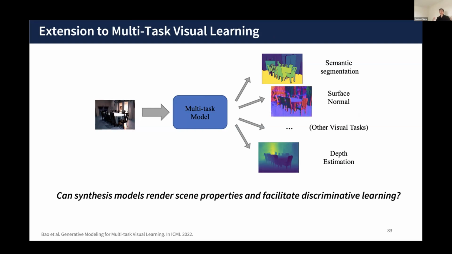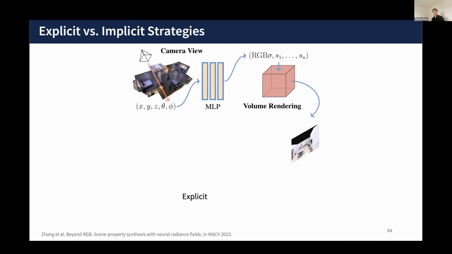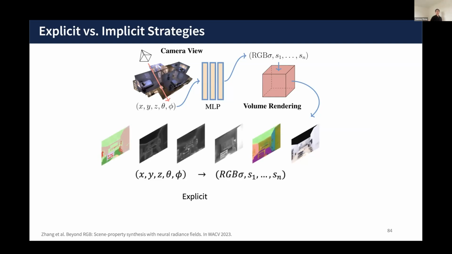Here, we investigate how generative learning could benefit discriminative learning using two strategies, with one explicit and the other implicit. In the explicit strategy, a NeRF-style model is introduced, which is able to render not only photorealistic RGB images, but also various accurate scene properties like segmentation labels, surface normal, and edges.